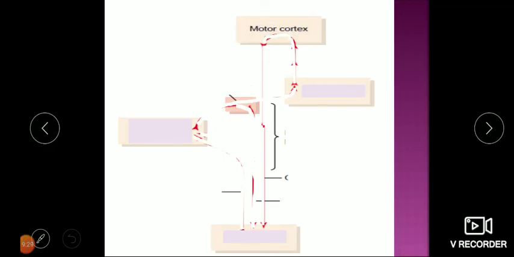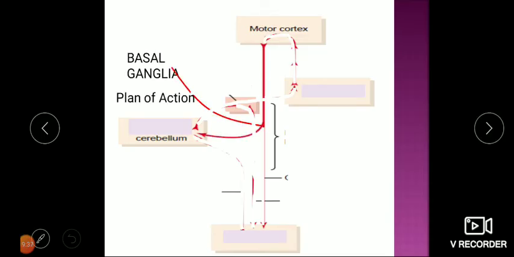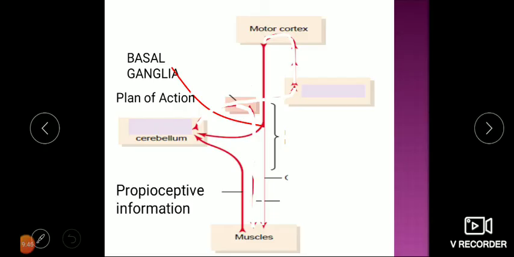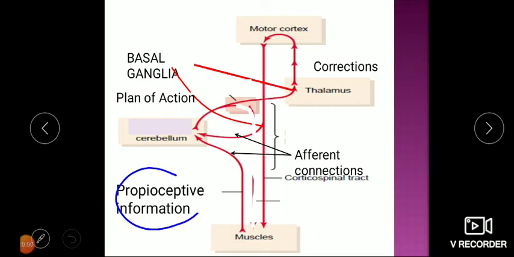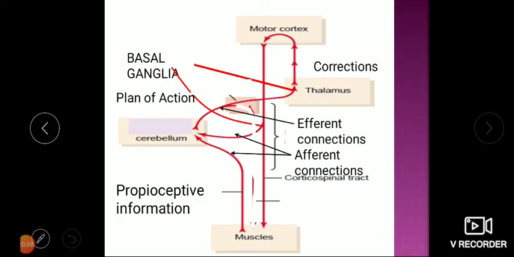Now again, this our basic sketch which we have seen in the initial motor cortex. From here fibers are going to cerebellum. So here plan of action is going. From the muscle, actual body position by the proprioceptor information is coming. And from thalamus corrections are going back to motor cortex through corticospinal tract. So these are the afferent connections which now we have seen, which are the afferent fibers here. Bulk of fibers are coming in the mossy fibers and climbing fibers. So these are the efferents.